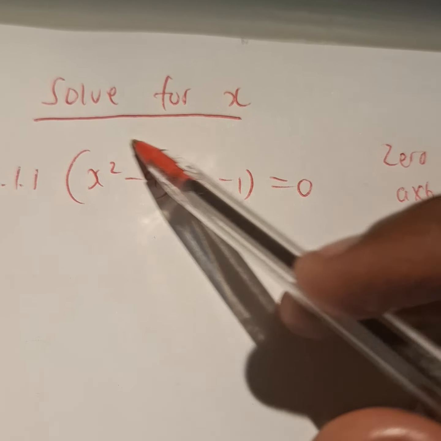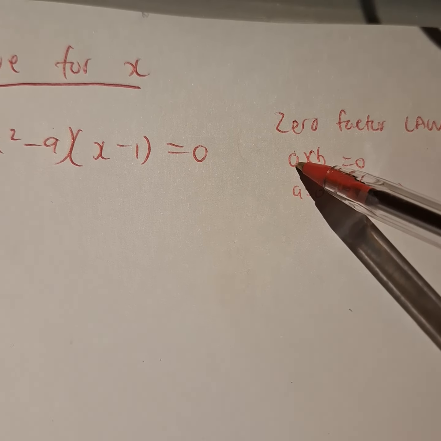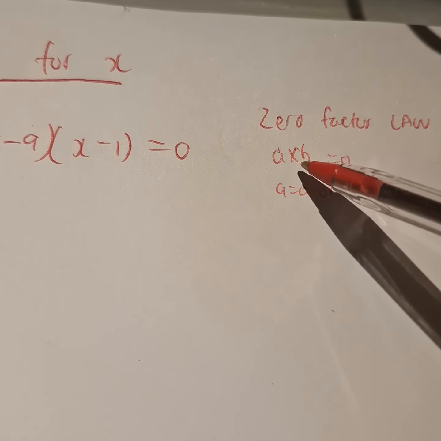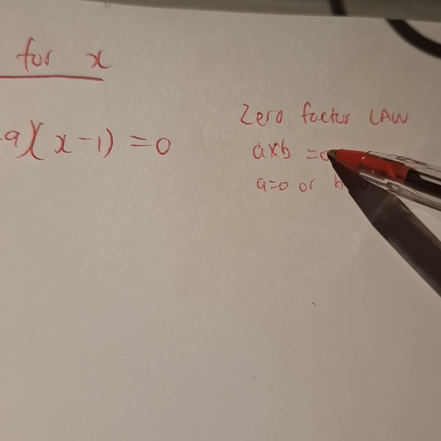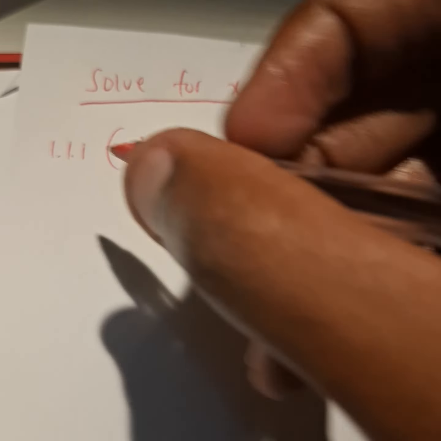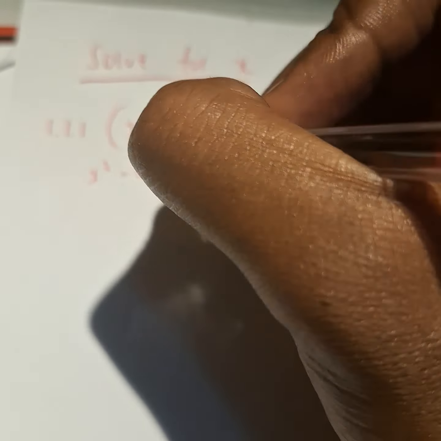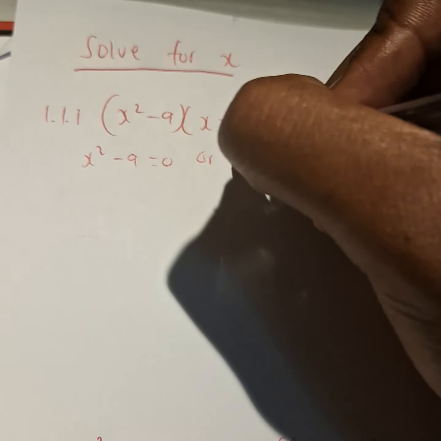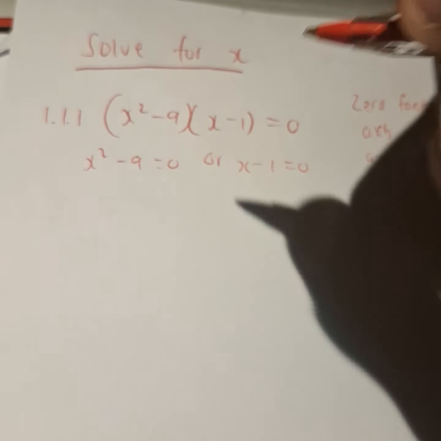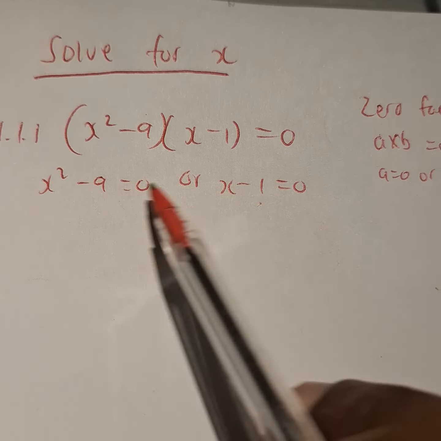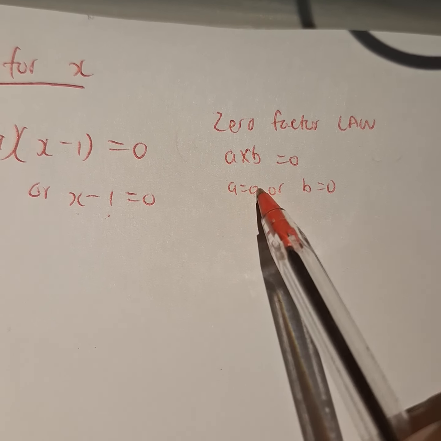So in this instance, this bracket acts as the a value because it's one term, and this x minus 1 acts as the b. As long as we are equating to 0, we can take this bracket x squared minus 9 equated to 0 or x minus 1 equated to 0, and then we solve these independently. Alright, so that's very important.